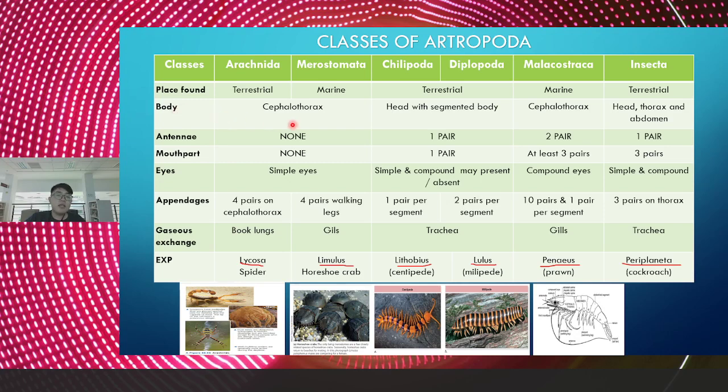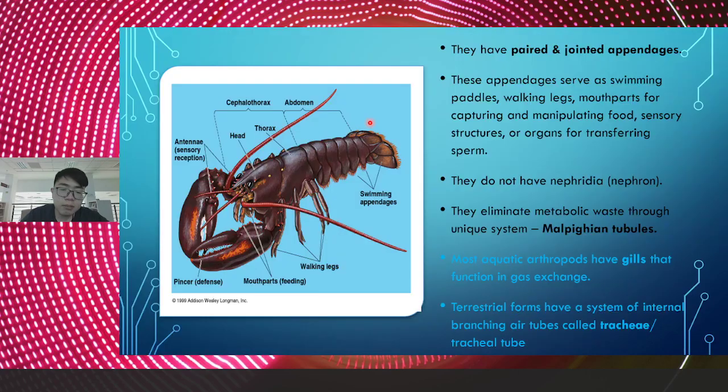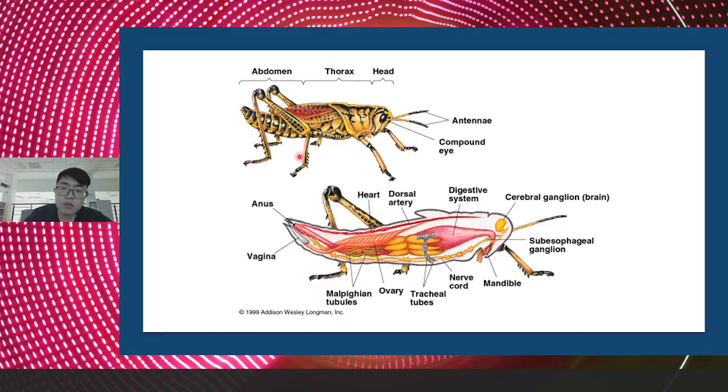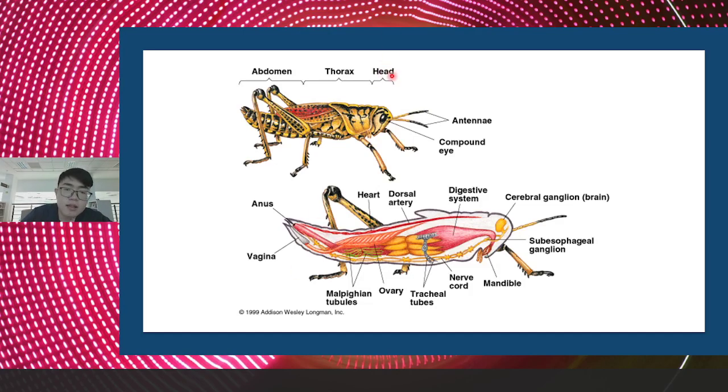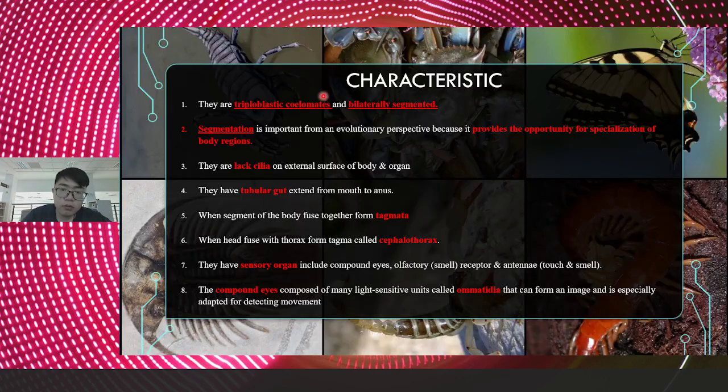Okay, and then the body. The body for Arachnida and Merostomata is cephalothorax. Cephalothorax means they do not have separate parts, they are not like this. They only have a head and thorax. If you see the definition of cephalothorax, it means the head is fused with the thorax.